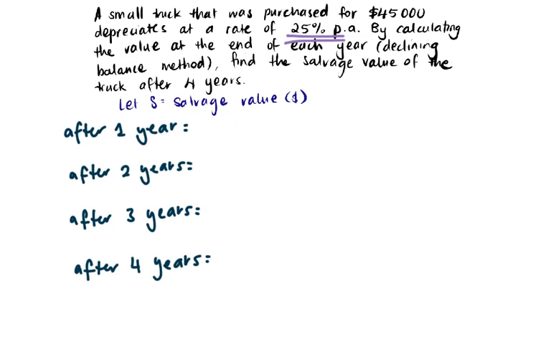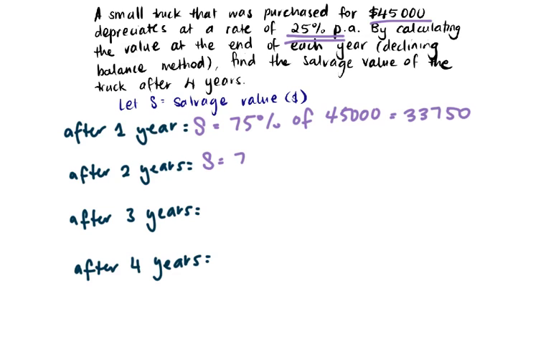of the previous year. So after 1 year, we calculate S equals 75% of our original amount, which is $45,000. So 75% times 45,000 will give me $33,750.